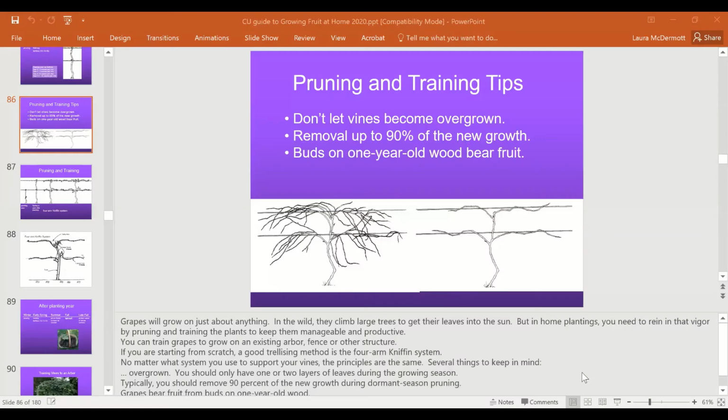Okay, so you can remove up to 90% of the growth, and the buds are on the 1-year-old wood. So the new shoot comes out, sets its buds during the fall of the year, and then that following year is what's going to have buds. So look at this. This particular thing had a lot of growth, and they pruned it way back. They left 4 canes that came out, and then those buds are what's going to yield the fruit.